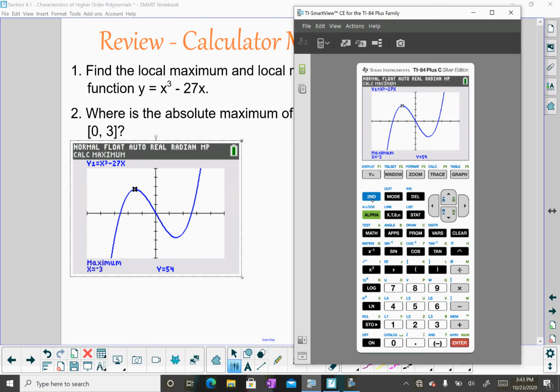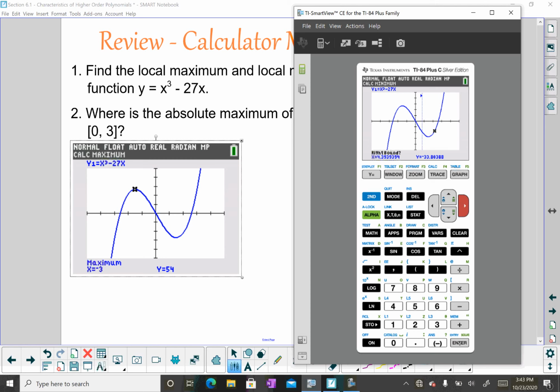Let's repeat the process again. Second, calculate minimum, number 3. And I'll do the same thing. I'm just going to scroll over to where that minimum is located. On the left, I'll hit enter.